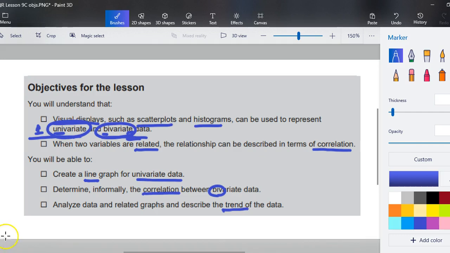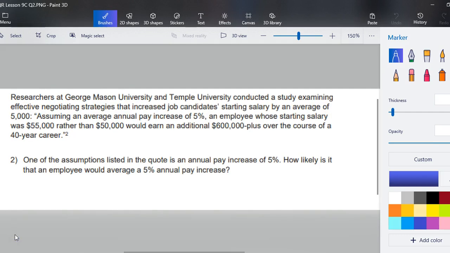of the data. In this lesson, we're going to be talking about years of experience in a career and salary, and those are two variables. We'll be focusing on those variables, and we must know whether we're going to be dealing with univariate or bivariate data in order to determine the appropriate numerical analysis and graphical display.